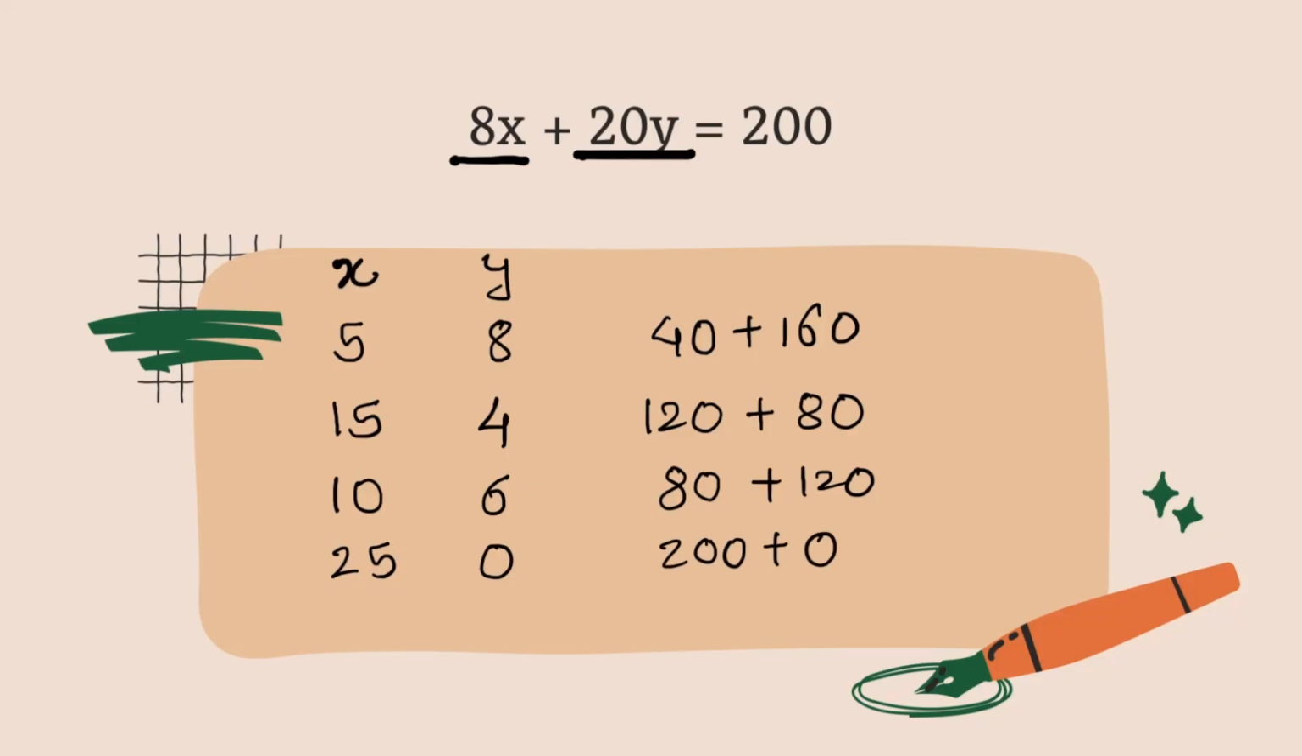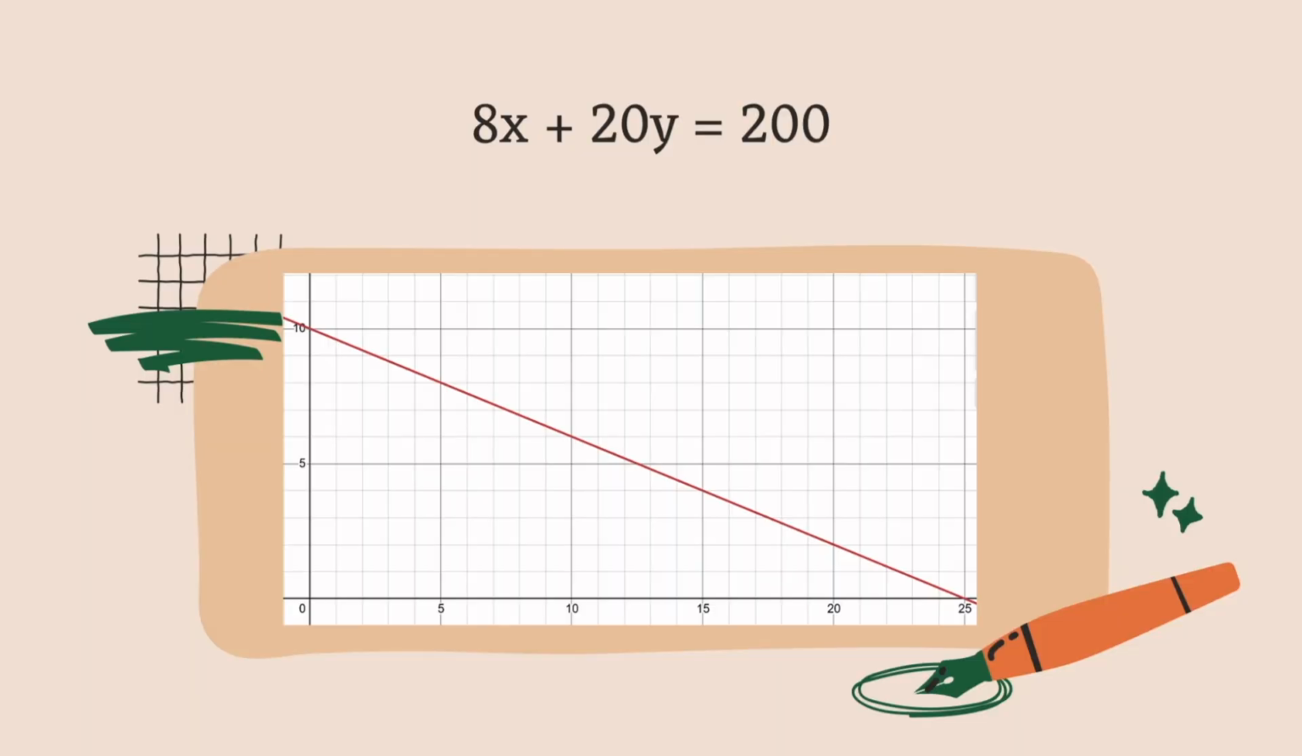20 into 0 is 0. Let's consider the last value, 0 and 10. 8 into 0 is 0, 20 into 10 is 200. Now you can see that all these values for x and y are solutions. And if you were to plot all these solutions on a graph, you get a perfectly straight line passing through point 25 on the x-axis and point 10 on the y-axis. That's why it's called a linear equation.